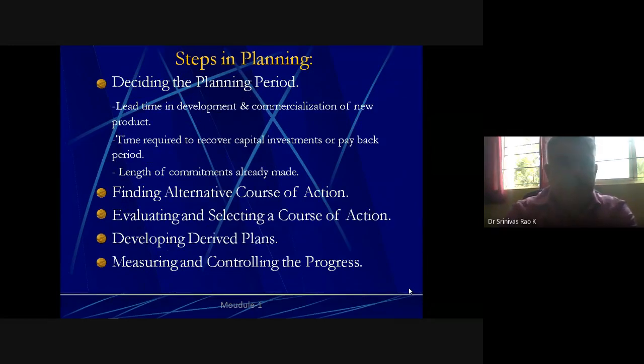Okay, and then the next step is deciding the planning period: lead time in development and commercialization of a new product, time required to recover capital investments or payback period, and length of commitments already made. So you may decide a plan period. Now lead time is there, the time required to recover, and the length of the commitments which are already made. Then we have finding alternative courses of action. You should have a backup plan. Without a backup plan, you will not go with the planning, because you need to have a backup plan. Plan B should always be there. Evaluating and selecting a course of action. Then developing derived plans, measuring and controlling the progress. Now this is very important. The last point is very important: measuring and controlling the process.